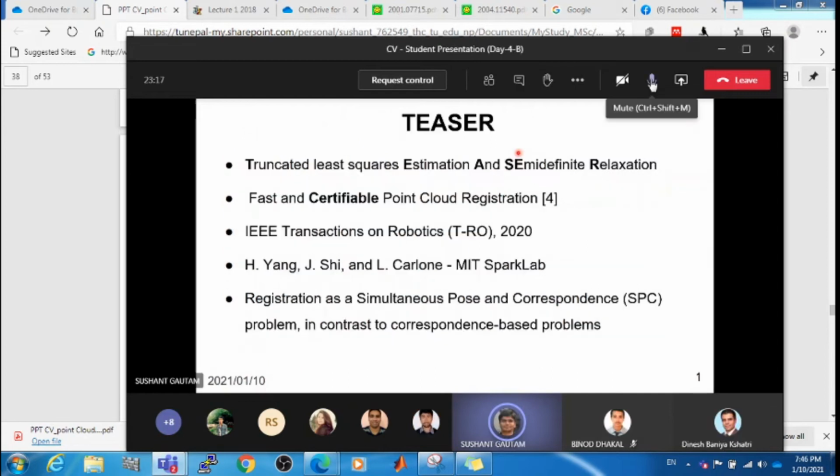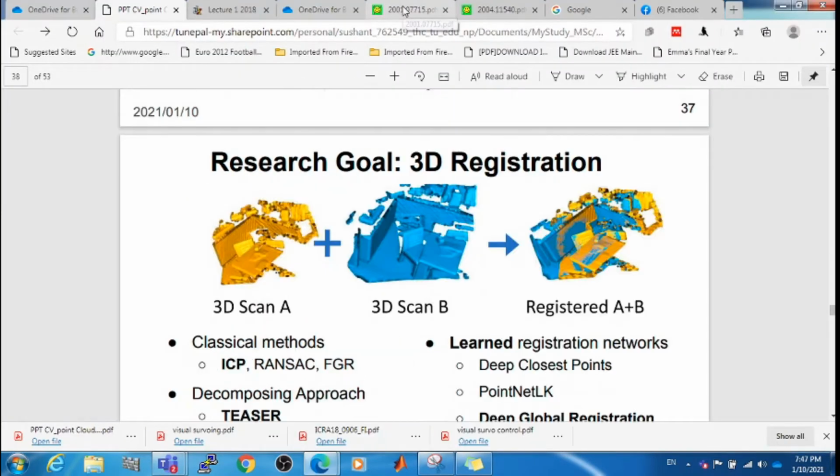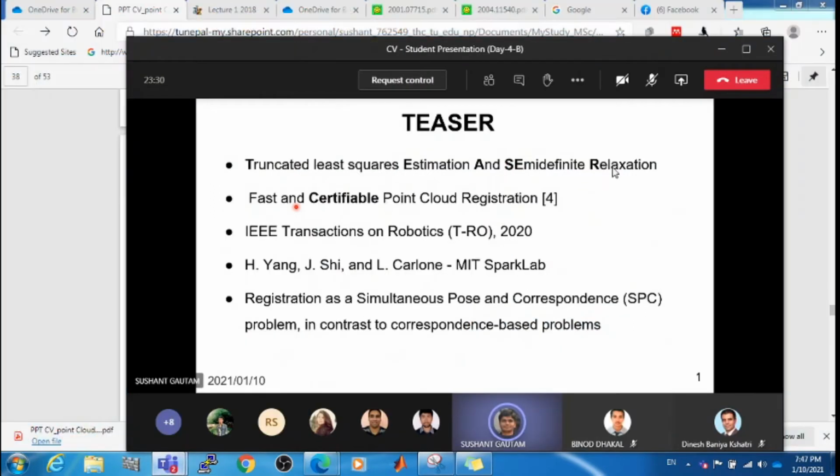This is a state-of-the-art approach for point cloud registration that is titled TEASER, which stands for Truncated least squares Estimation And Semidefinite Relaxation. It outperforms all previous approaches in speed and accuracy. There is no doubt in that. Just note the term certifiable. We will come to this at last. This paper is from MIT SPARK Lab and was published in the T-RO 2020 issue.